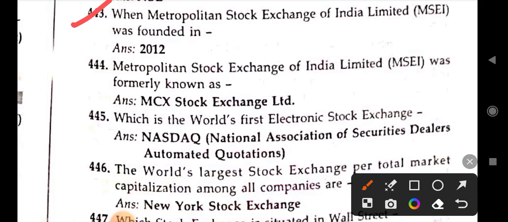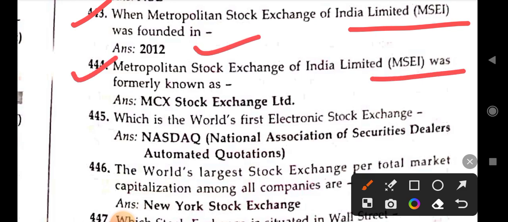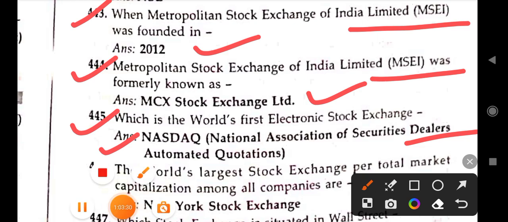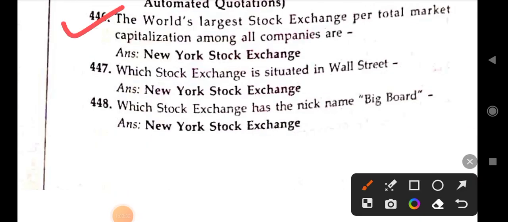Metropolitan Stock Exchange of India Limited (MSEI) was founded in 2012. It was formerly known as MCX Stock Exchange Limited. Which is the world's first electronic stock exchange? NASDAQ, the National Association of Securities Dealers Automated Quotations. Question: the world's largest stock exchange by total market capitalization of all companies is the New York Stock Exchange.